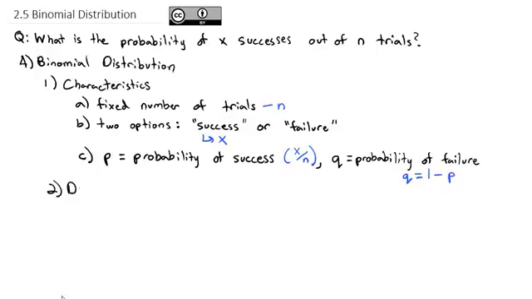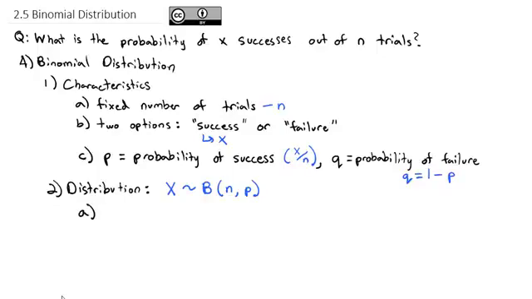So the distribution for the binomial is, we're going to say that x tilde, or the little squiggly line, B for binomial, and then in parentheses we'll do n, the number of trials, and p, the probability of success. And we'll use this notation to represent how the x is distributed. It's distributed as a binomial with n trials and a p probability of success.